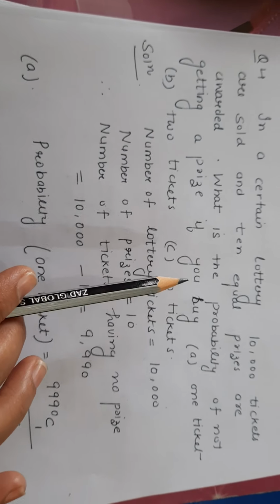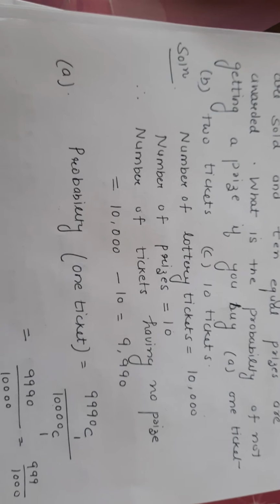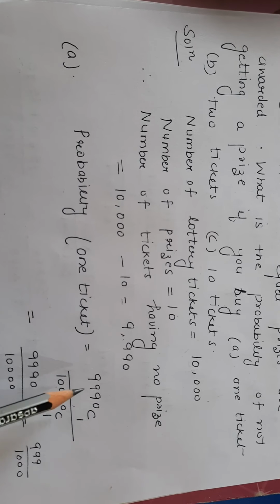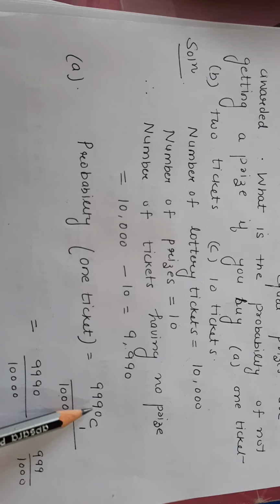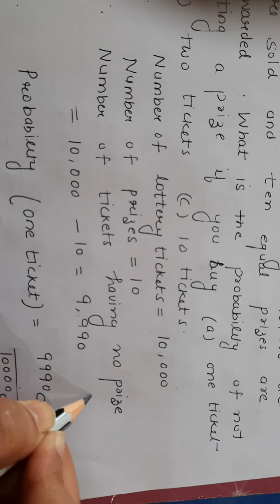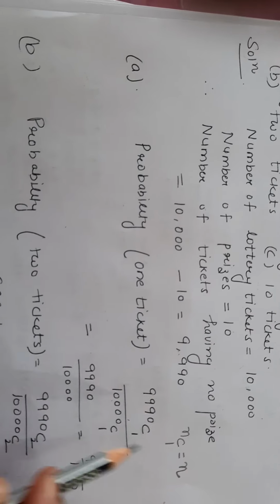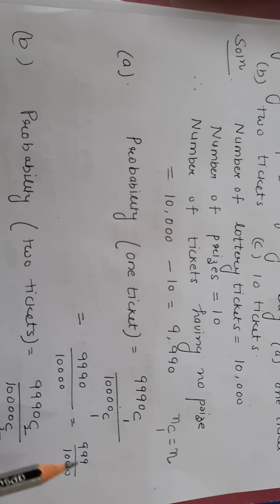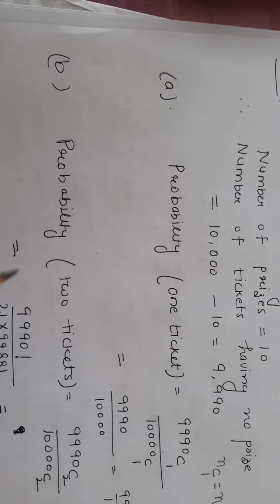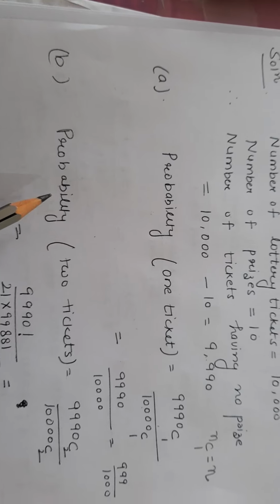The first part, you buy 1 ticket. So probability of not having a prize when you buy 1 ticket. Now these are your favorable. From these you have to select one ticket. So 9,990 C1 divided by 10,000 C1. As you know that the formula of NC1 is always N, or you can also apply the formula of combination. So this is your answer, 999 divided by 1000.